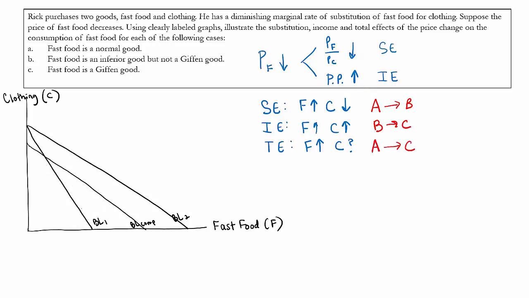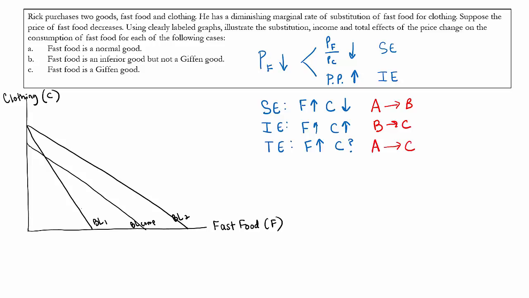Now I need to place these three bundles on the budget lines. A must be on BL1. The original chosen bundle must be on the original budget line. C must be on BL2. The new chosen bundle must be on the new budget line. And B must be on the hypothetical budget line called the compensated budget line. I've got to be careful with my placement of A, B, and C relative to each other.